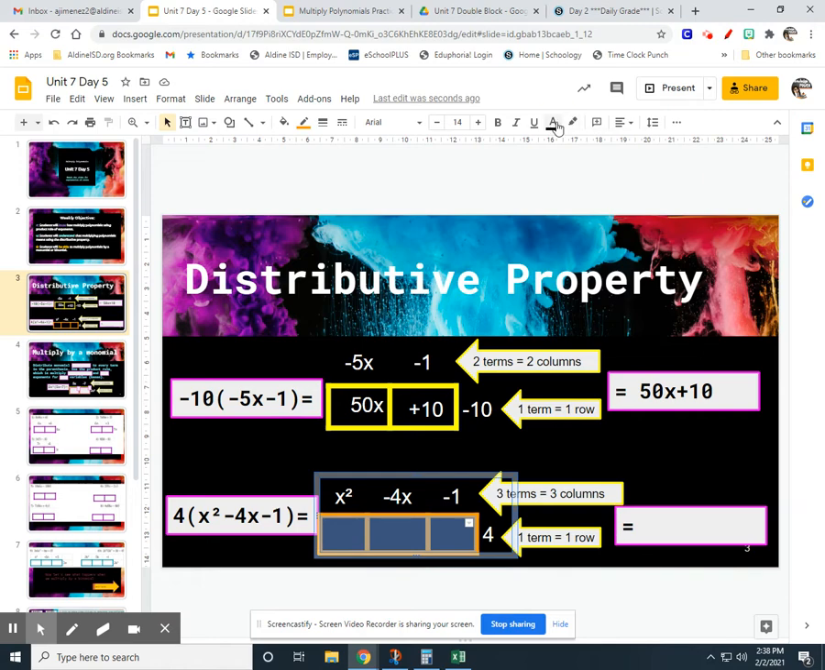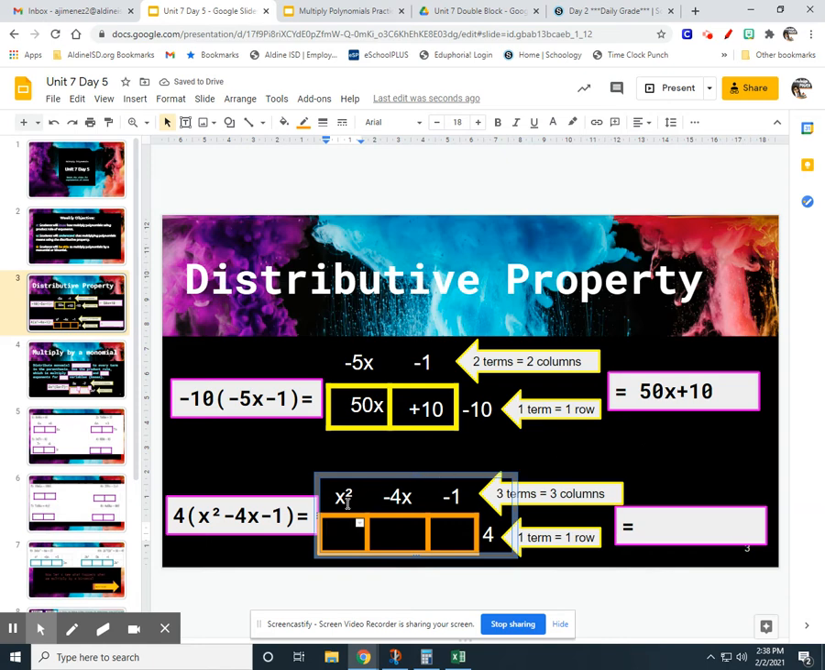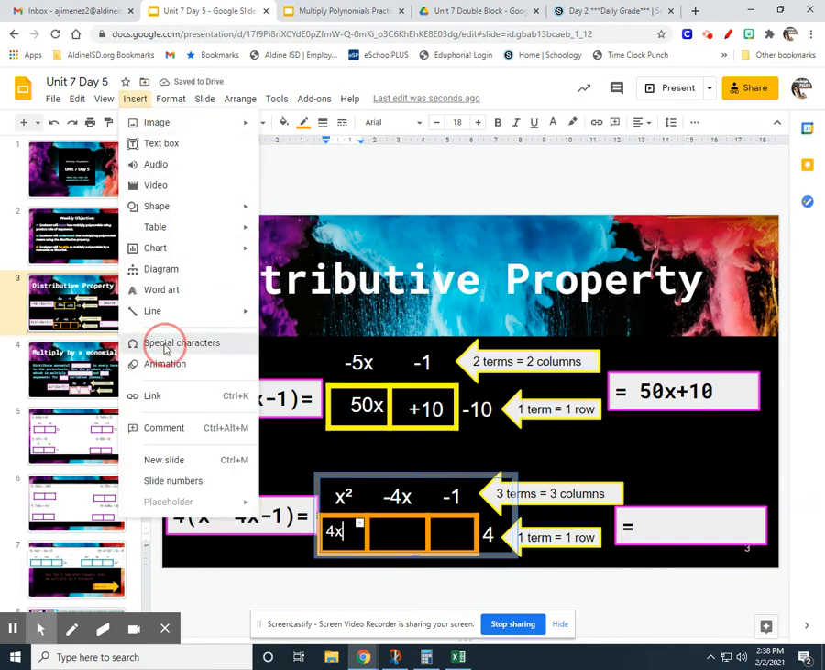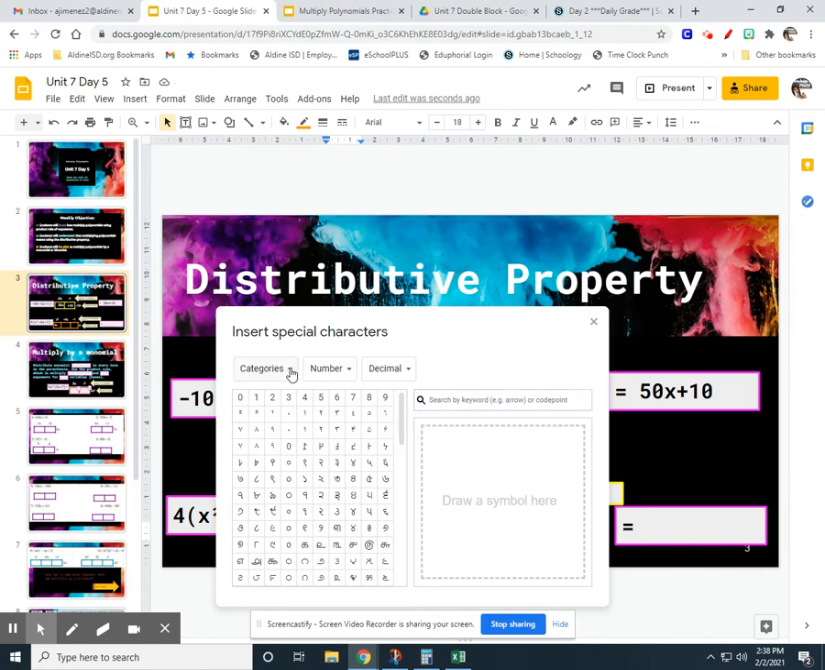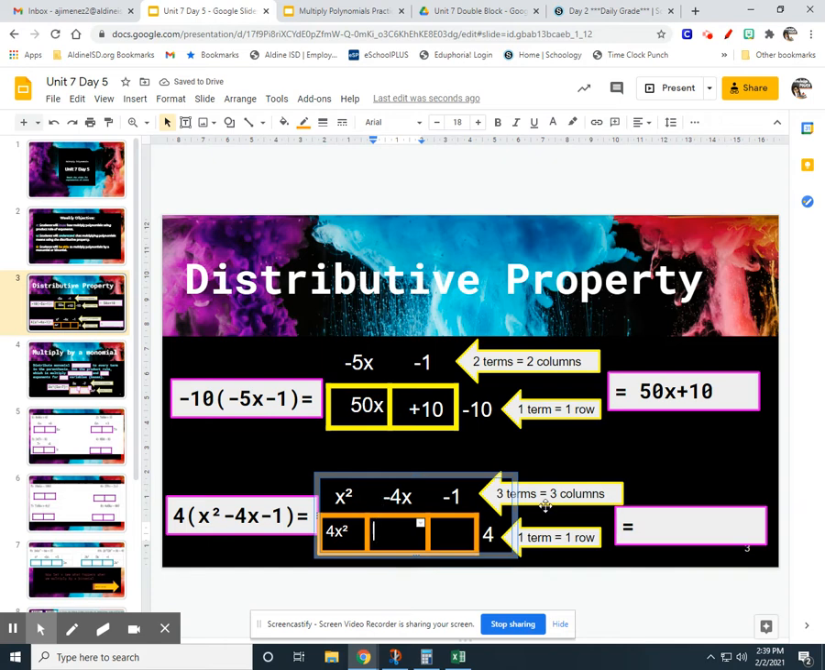All right, let's do this one. And I guess I don't have the color for this as white, that's why I can't see the cursor. All right, here we go. Okay. So remember, there's a 1 in front of this x. So 1 times 4 is 4. And I bring down the x. To get the x squared, all I do is go to Insert, Special Characters. I make sure that the category says number, right? And I put a 2 right there. Then I do -4 times 4 is -16. And I bring down the variable because I'm not multiplying by another variable. -1 times 4 is -4.